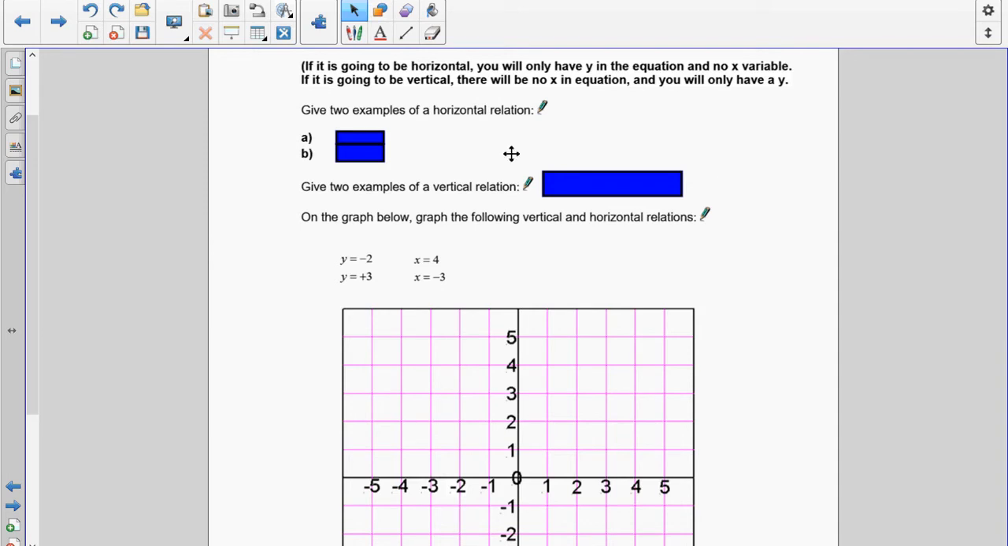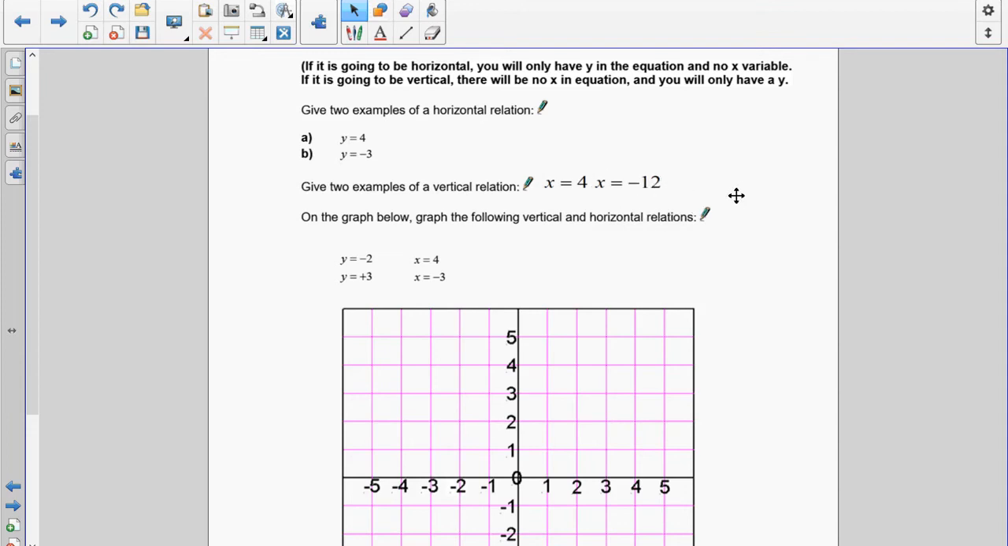All right, so if it's going to be horizontal, that means it has to have a y, only a y. So this could be y is equal to 4. This one could be y is equal to -3. My 2 examples of a vertical relationship can only have x in them. So x can be 4, or x could be -12, or x could be anything.